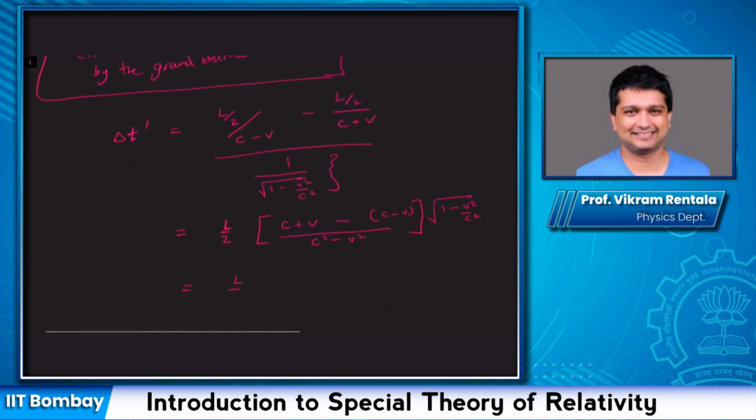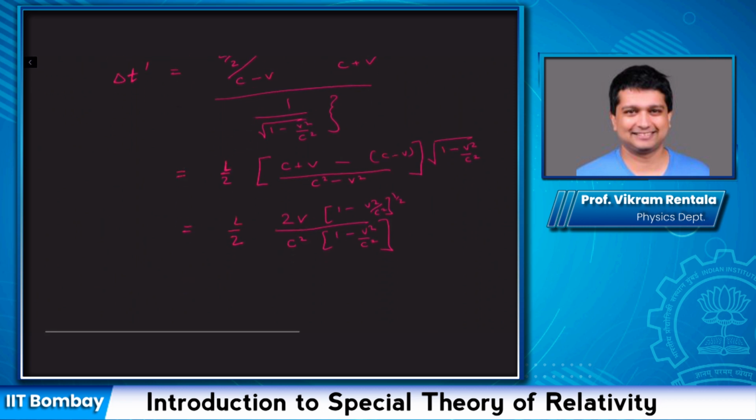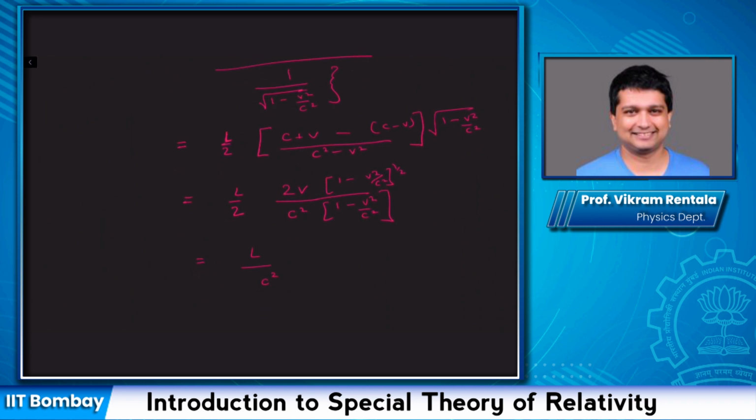So that gives us L over 2 into 2V over, let me pull this out as C square, 1 minus V square by C square, into the square root of 1 minus V square by C square. So writing that more simply, let the factors of 2 cancel out. Let's rewrite this like this: V over C square times L over the square root of 1 minus V square by C square.